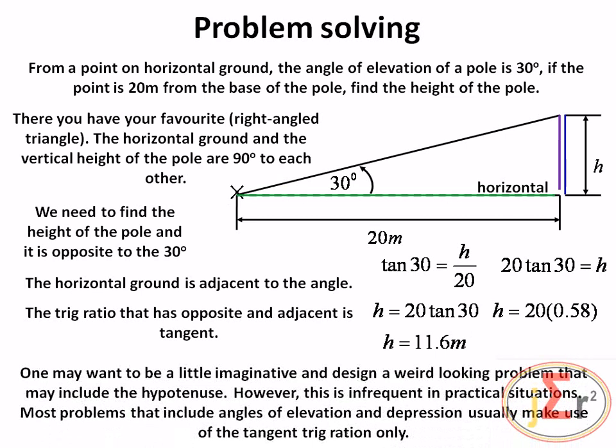One will want to be a little imaginative and design a weird looking problem that may include the hypotenuse. However, this is infrequent in practical situations. Most problems that include angles of elevation and depression usually make use of the tangent trig ratio only.